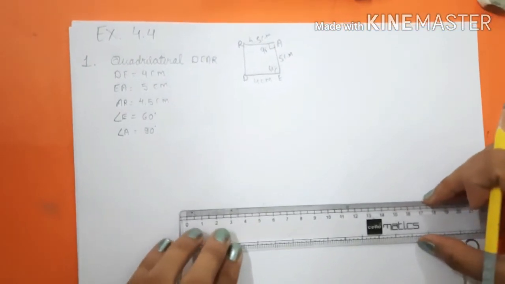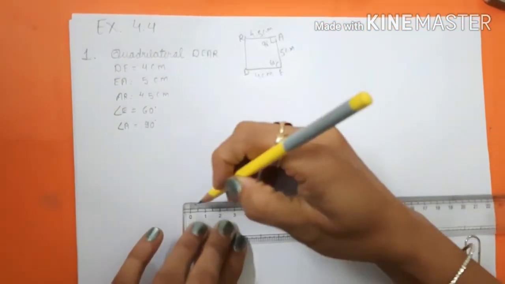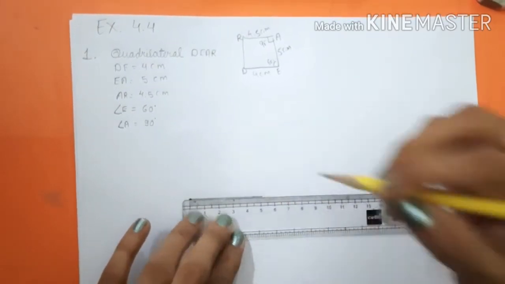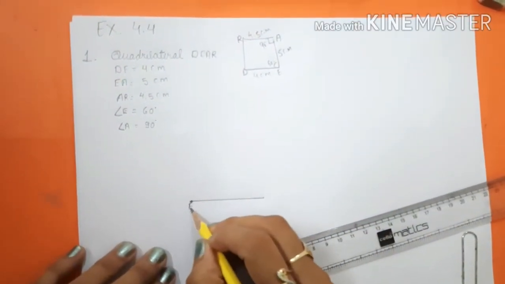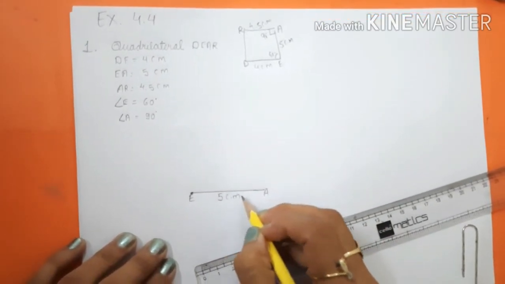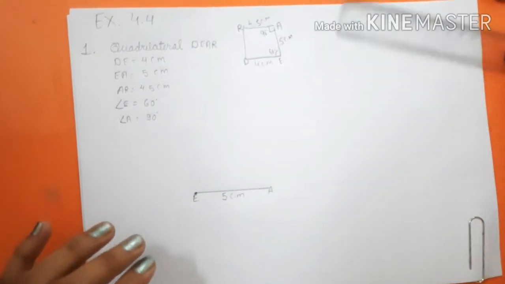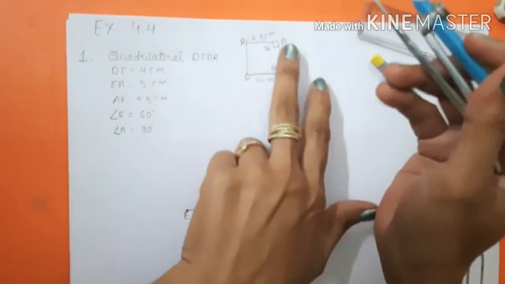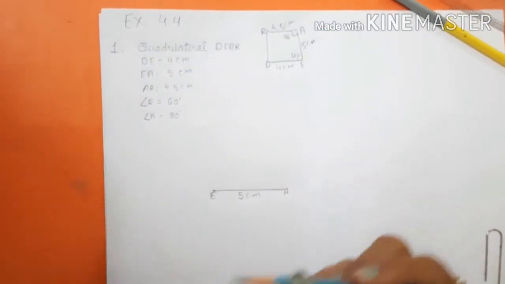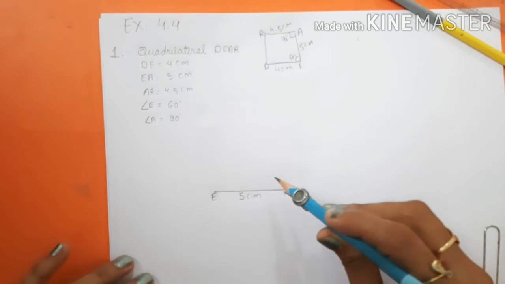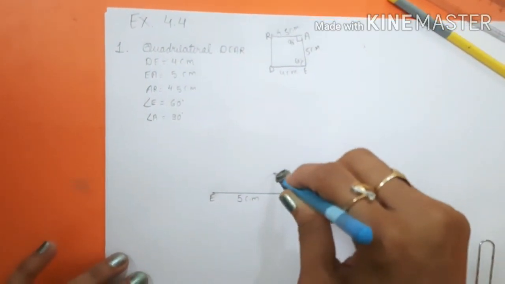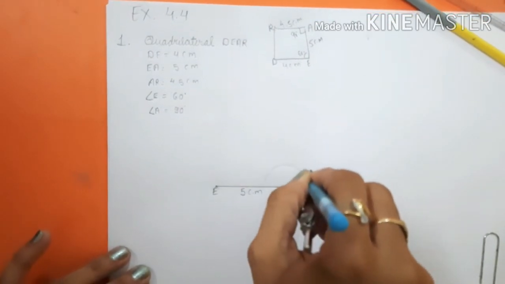So first we will measure 5 cm. This is the point E, A, 5 cm. Now we will construct angle A, 90 degrees. So we will take any radius and draw a semicircle. This we have already done before.